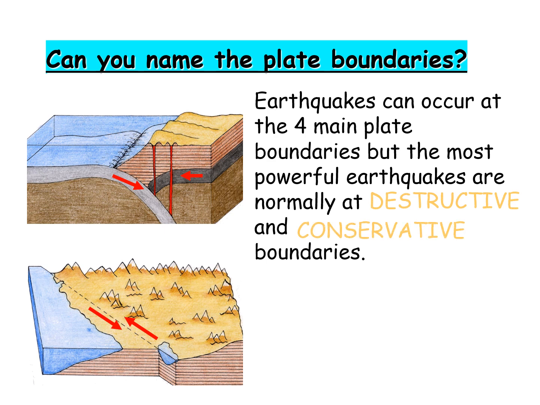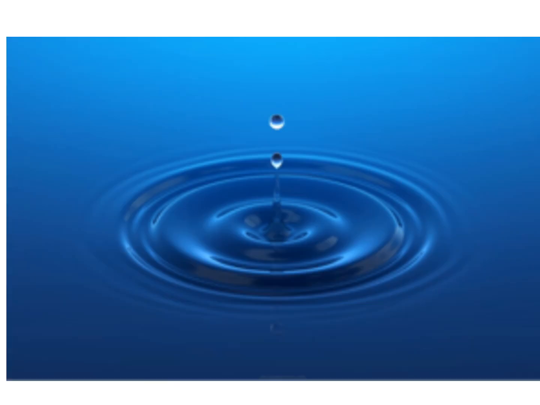Now, it doesn't say that here, but you do get them at constructive boundaries where they move apart, and you do get them at collision zones as well. But these are the worst two. I simply have this picture on here. It's like a ripple. Clearly it's not actually an earthquake.